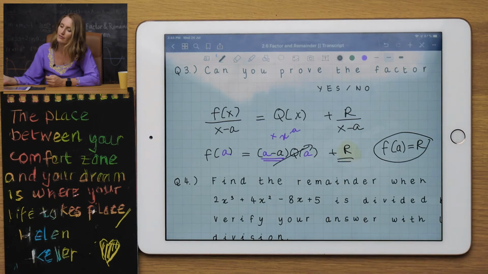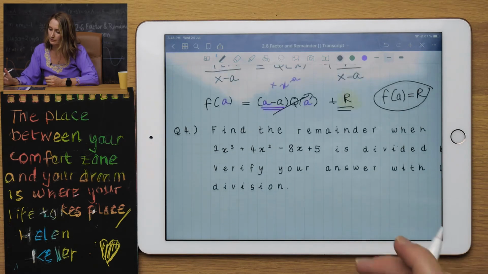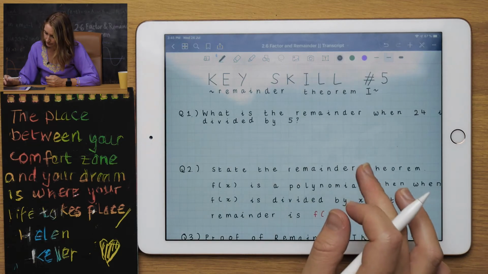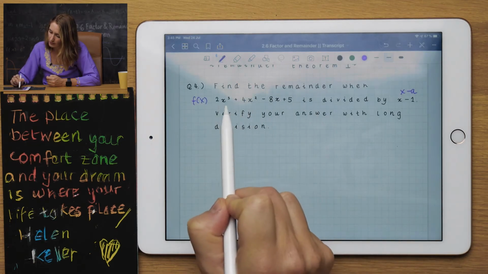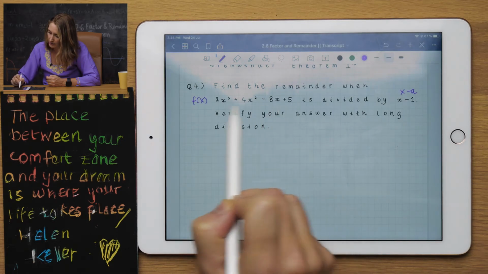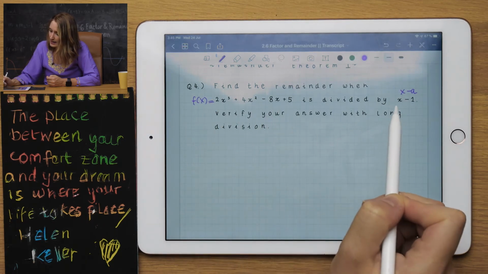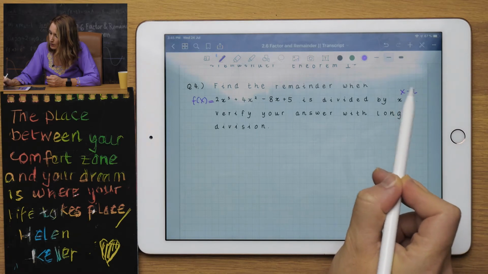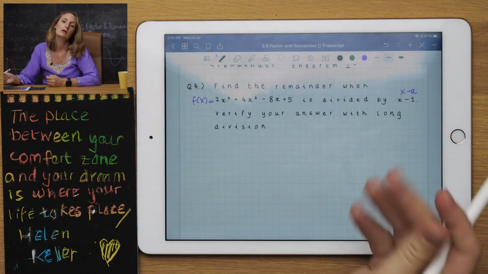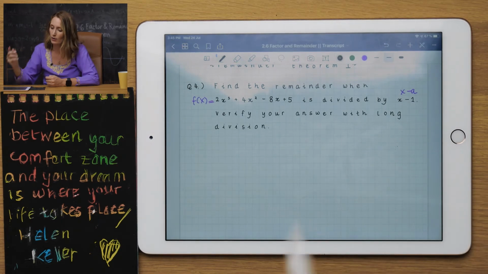And I would have f of a equals to r. Now let's have a look at a practical example. Find the remainder when 2x cubed plus 4x squared minus 8x plus 5, so that would be your f of x, is divided by x minus 1, so that would be your x minus a. Verify your answer with long division. So we're going to do this both ways and check it works out.